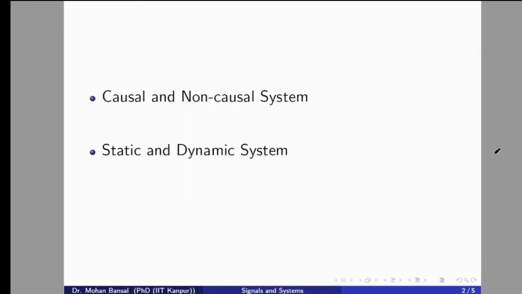In this video, we'll talk about some properties of the system. One is the causal and non-causal system. Second one is the static and dynamic system. So these are some categories in which systems are defined. First we'll discuss the causal and non-causal system. Thereafter we'll talk about the static and dynamic system.